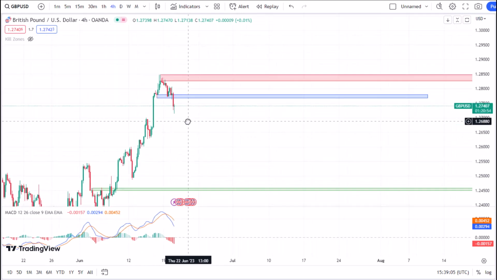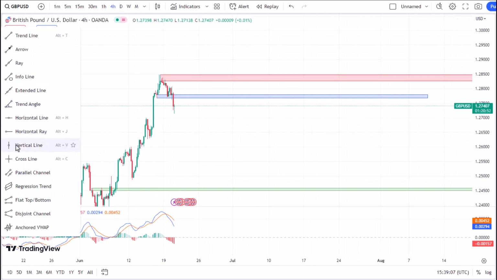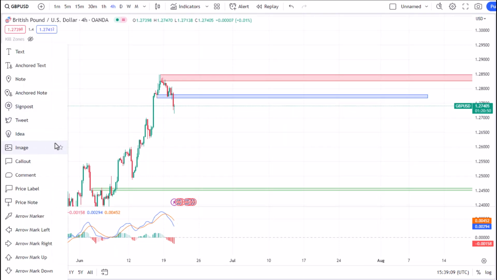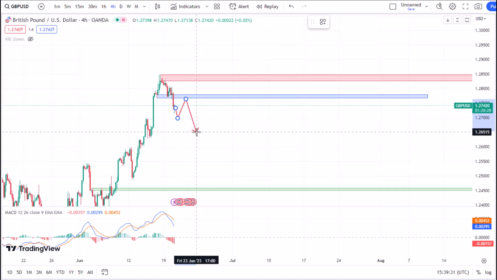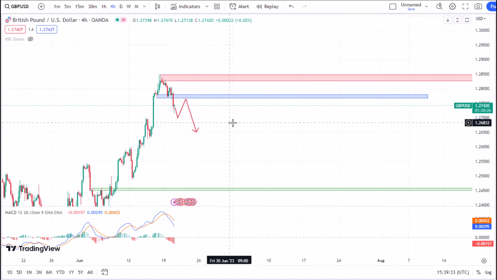So what I can expect from it is that if we are going to set our TPs, I expect the price to come down, hit our first TP, which is the support right below here, then give us a little bit of a pullback to the upside, and then it will continue its fall to the downside.